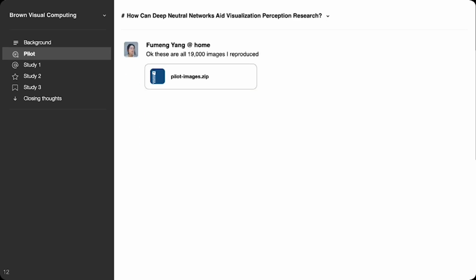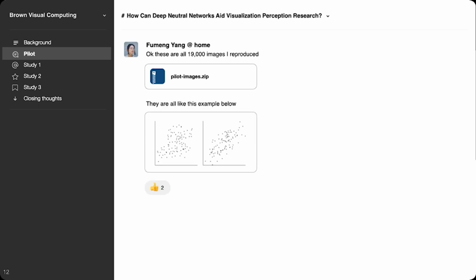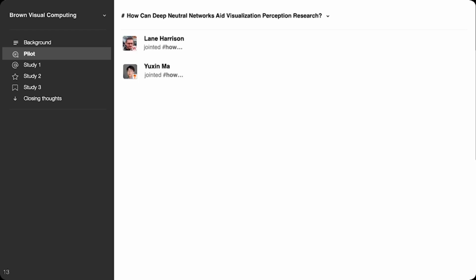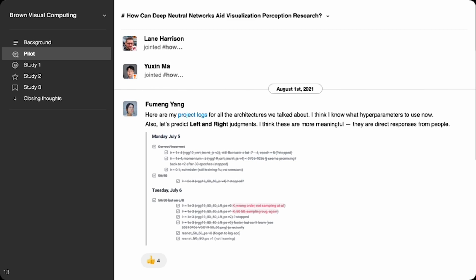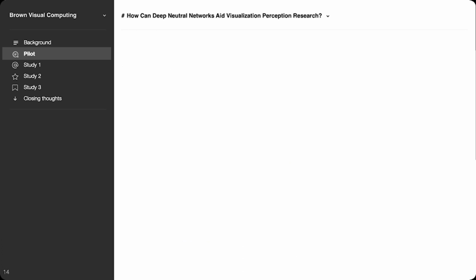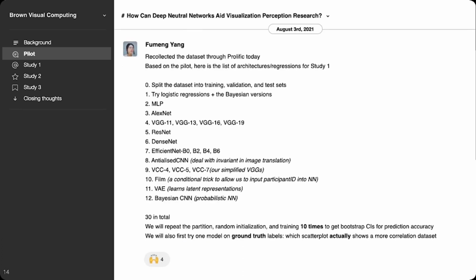The first thing I did is to grab our dataset from the previous paper and reproduce all the scatter plot images to run a pilot study. In this pilot study, we decided on three things. First, all the architectures, second, the hyperparameters, and the third thing is we are going to predict people's left or right judgments. Then after this pilot, we recollected the dataset through Prolific and started our study one.